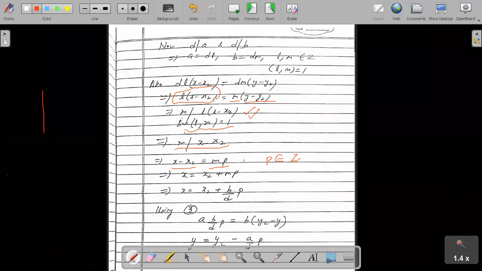And if you see from this relation, what was m? b was dm. So what was m? m is b by d. So x is equal to what? x2 plus b by d into p. यही प्रूफ करना था, x is equal to x2 plus b by d into p.